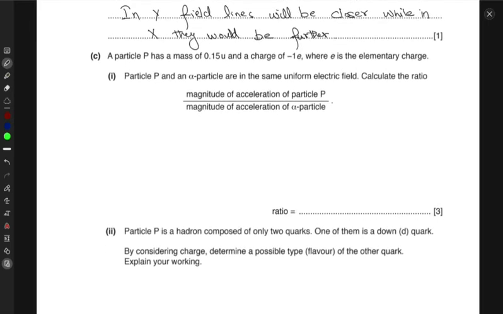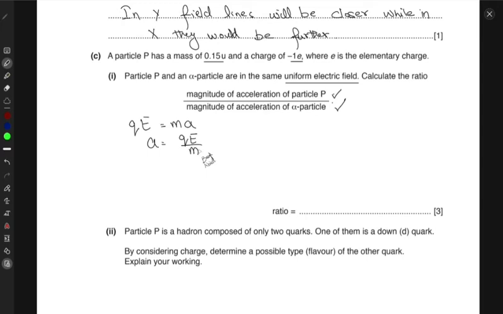Now, a particle P has a mass of 0.15 u and a charge of minus 1e, where e is the elementary charge. Particle P and an alpha particle are in the same uniform electric field. Calculate the ratio of the magnitude of acceleration of particle P to the magnitude of acceleration of particle alpha. So we know that the acceleration can be determined by saying that the net force, which is the electric force, which is QE, is equal to mass times the acceleration of the particle. This gives you acceleration as QE over the mass.